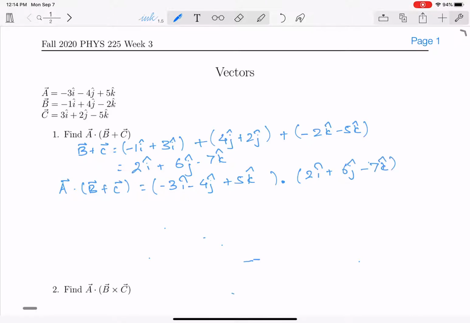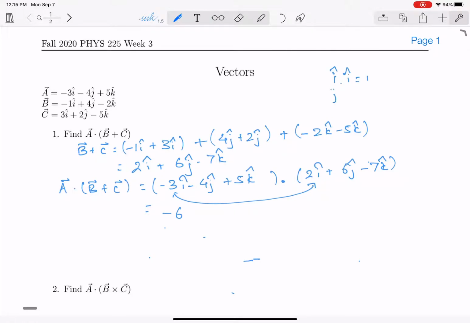Okay, so negative 3i, this gives us negative 6. I dotted with I gives you 1. J dotted with J gives you 1. K dot product with K gives you 1. Now you do the same thing with J, so that is negative 4 times positive 6. Multiply that, negative 24, minus 35, that is negative 65. If it has a unit, you should write the unit.